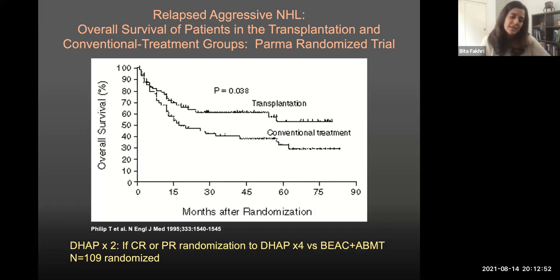These patients received salvage with DHAP, dexamethasone, high-dose ARA-C, cisplatin times two. And if they achieved CR or PR based on CT scan, then they were randomized to either receive four more cycles of salvage chemotherapy or autologous stem cell transplantation. And here you see that patients who actually received transplantation did really well.